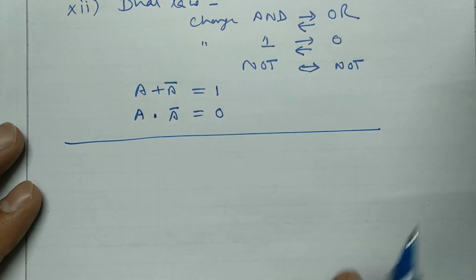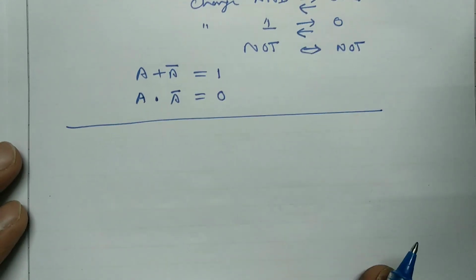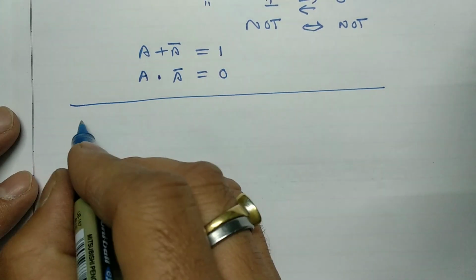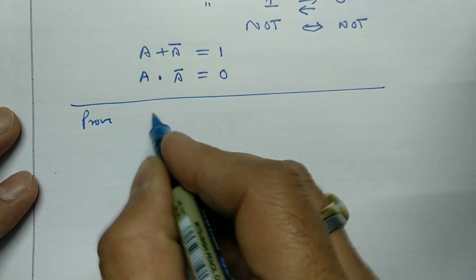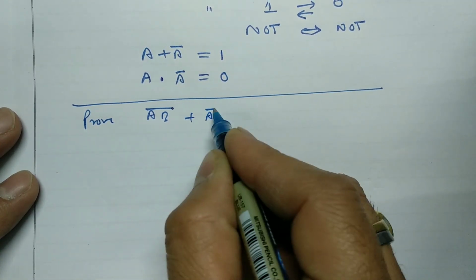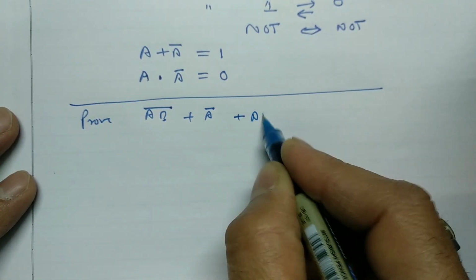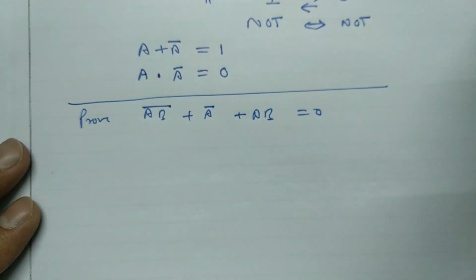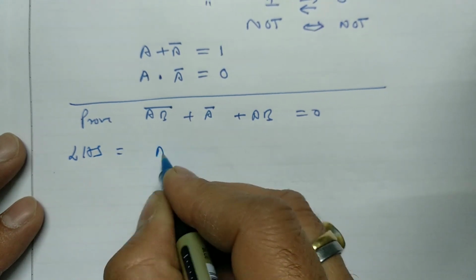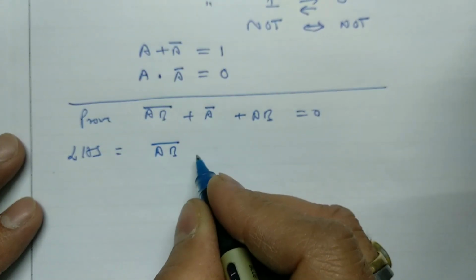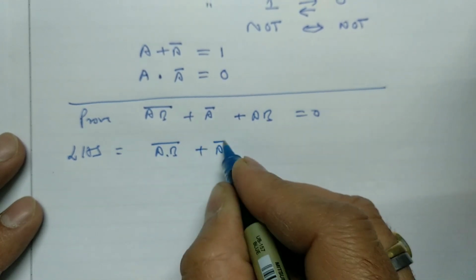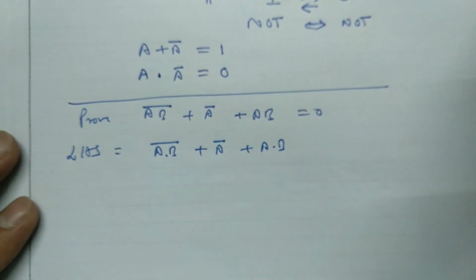Let's see the use of these laws in various simplifications. Now there can be a question: prove A B not or A not B is 0. Now this we prove by the algebraic method. What is my left hand side? Left hand side is A and B not, or A not and B.